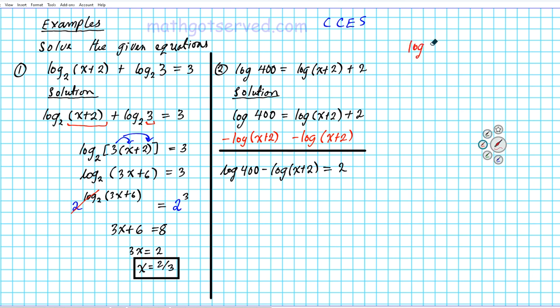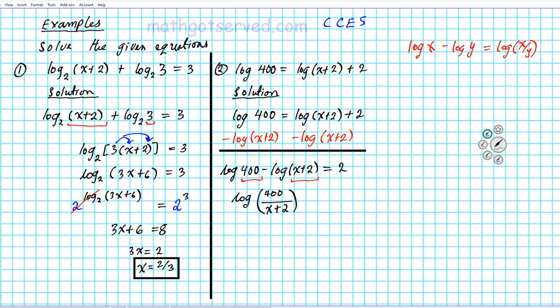So we know log of x minus log of y, the subtraction of logs, is a quotient: log of x over y. So let's apply that here. We're going to be looking at the quotient of 400 and the quantity x plus 2. So when we condense it, we have log of 400 divided by x plus 2.